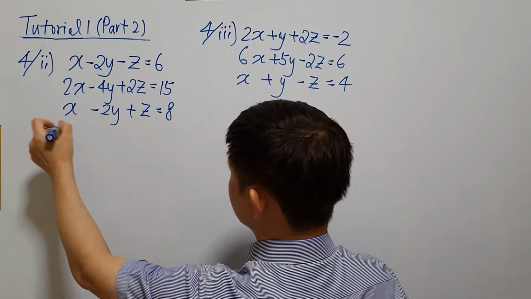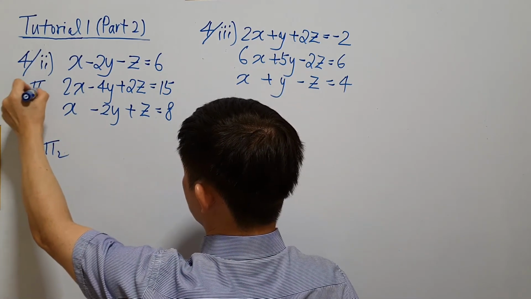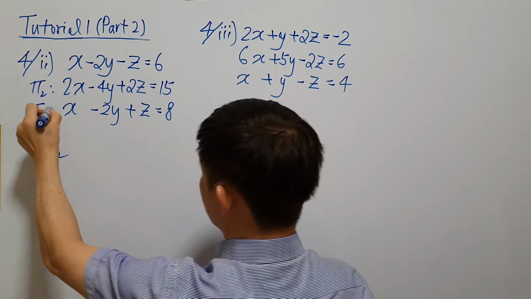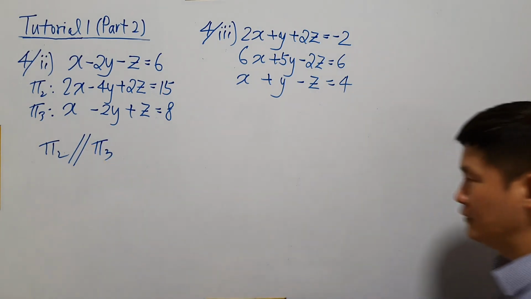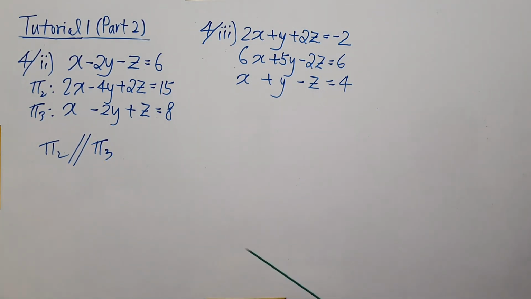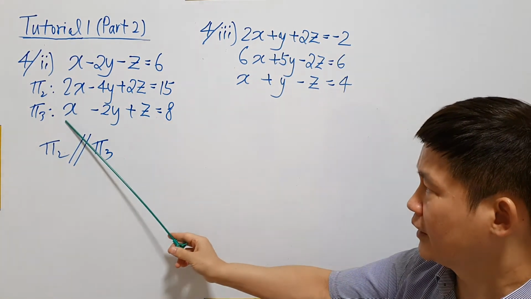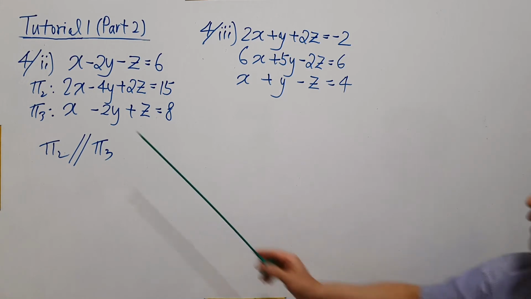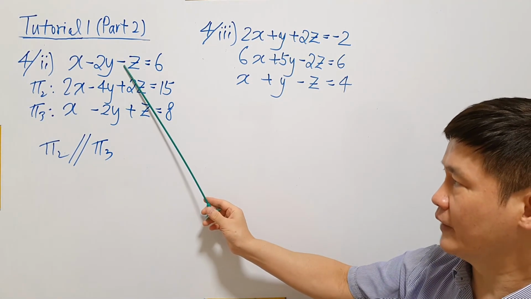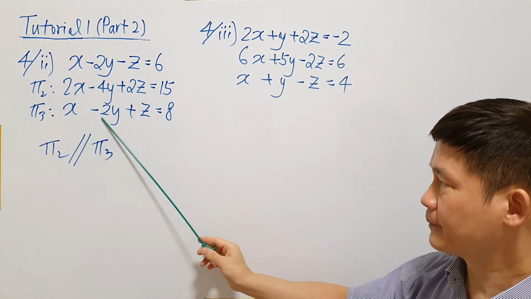the second plane, this is the second plane, and this is the third plane. You find that the second plane and the third plane are parallel. This is 2 minus 4, 2, which is a multiple of 1 minus 2, 1. So pi 2 and pi 3 are parallel, but not the first plane. The first plane has a normal vector that is not parallel to this, nor this.